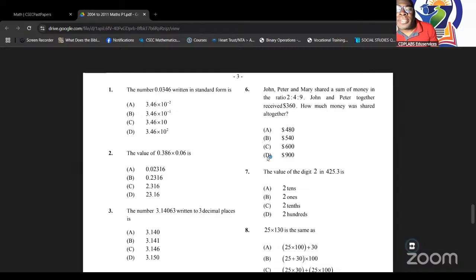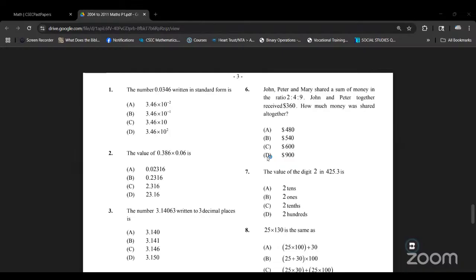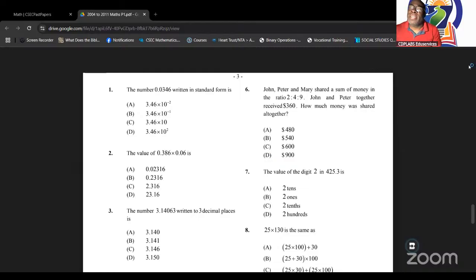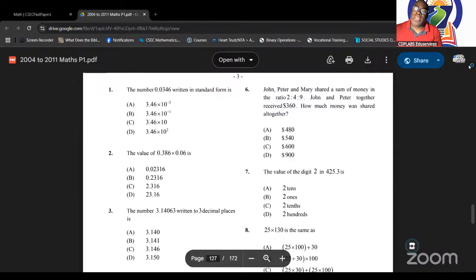And she's correct. The answer is what? What answer did you get? 0.02316, which is letter A. That's correct. All right. Simple. Less than 2 minutes.